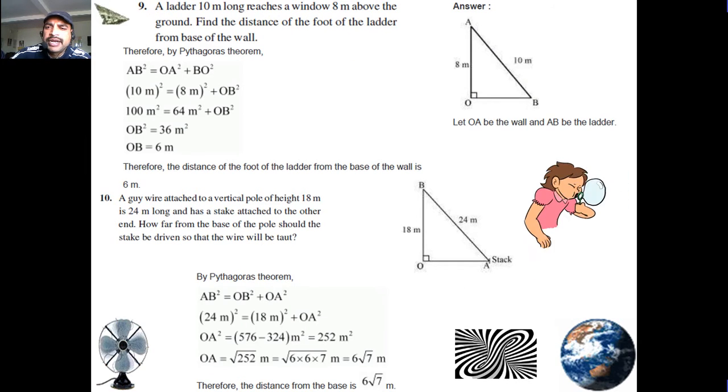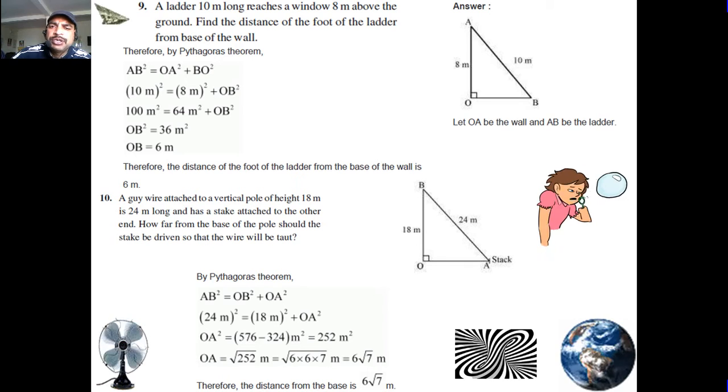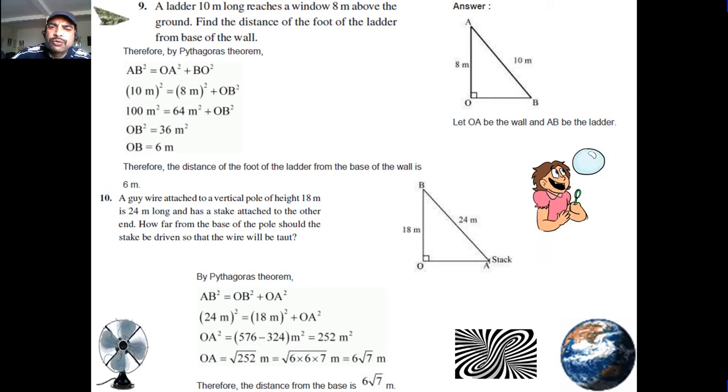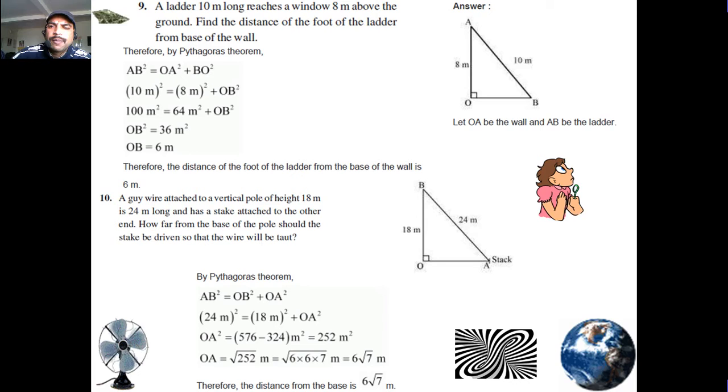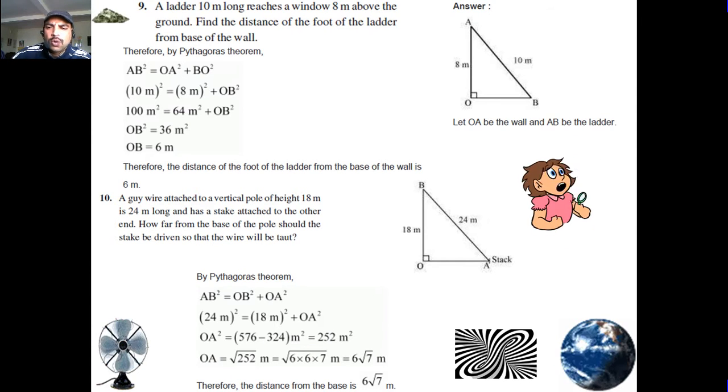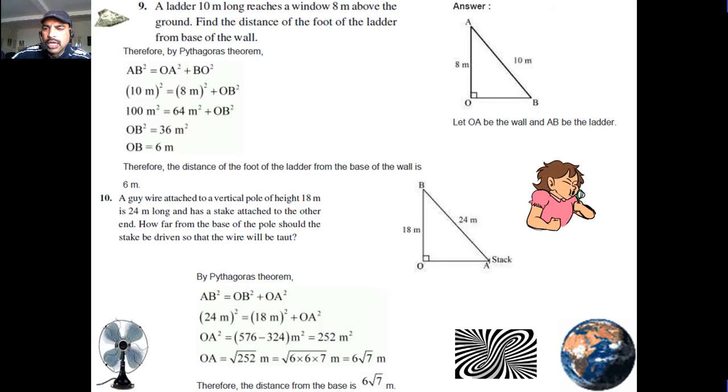Now students, question number 9. A ladder 10 meter long reaches a window 8 meter above the ground. Find the distance of the foot of the ladder. Here is a triangle. Applying Pythagoras theorem, AB square is equal to OA square plus OB square. So OB is equal to 6 meter.